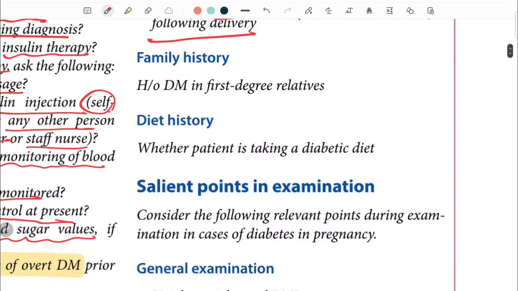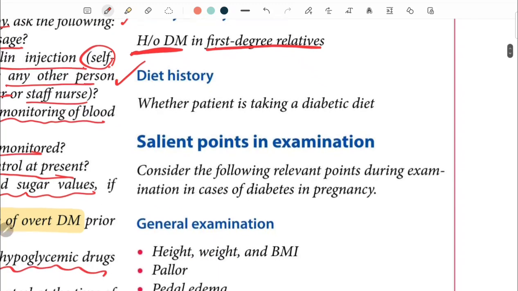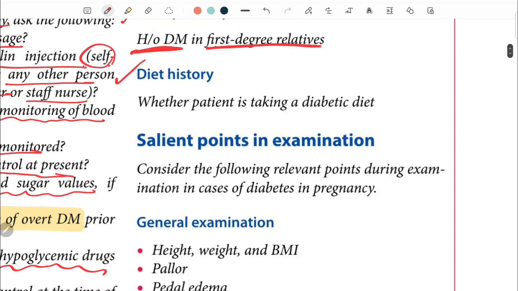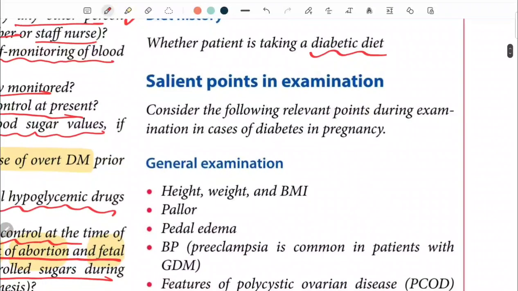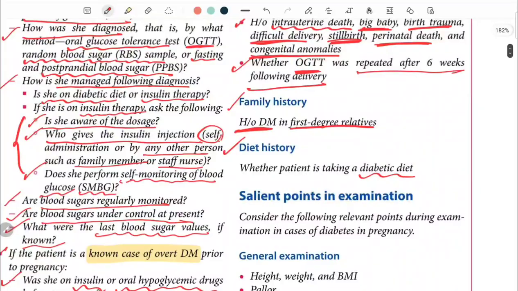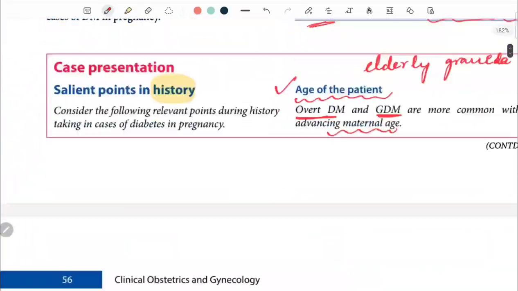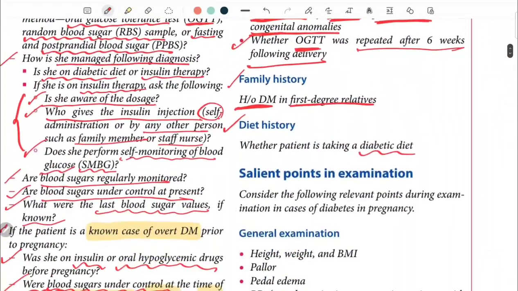Next, moving on to the family history. Under family history, history of diabetes mellitus in the first degree relatives is very, very important. Next, moving on to diet history, whether the patient is taking a diabetic diet or not. So these are all the salient points in history.